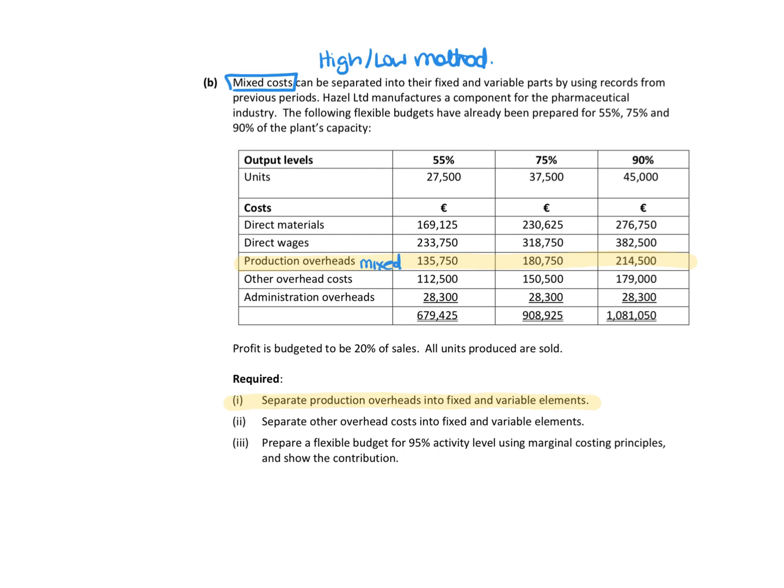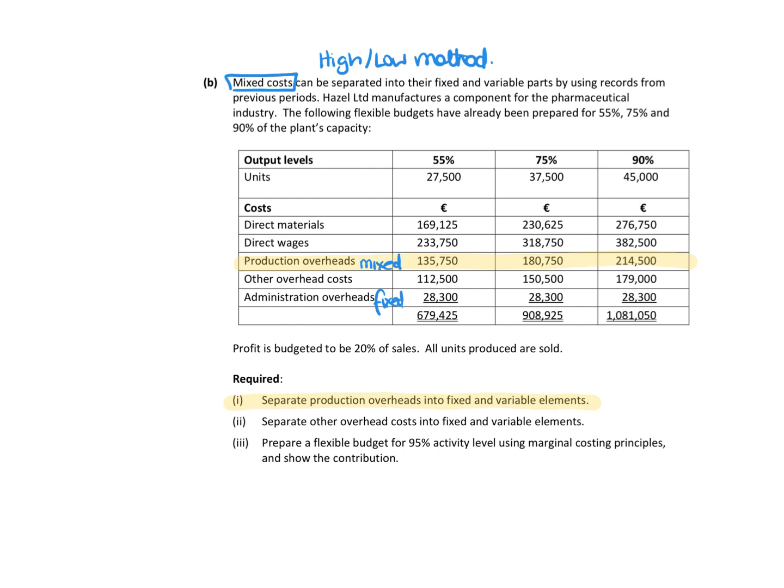But just looking at the admin overheads here, we can see that that is a fixed cost because it is the same. It doesn't matter what the output is. Okay, so it doesn't matter whether it's 27,500, 37,500 or 45,000 units. The cost is remaining the same.